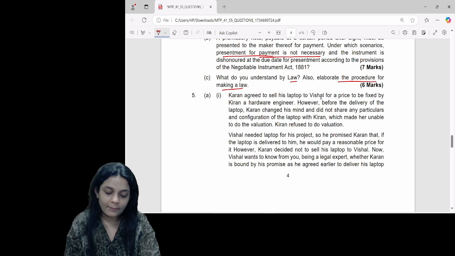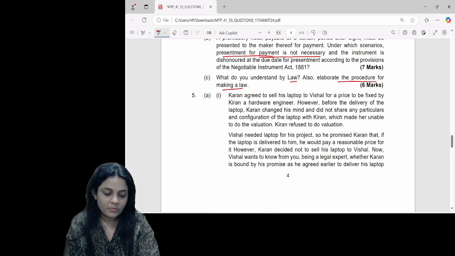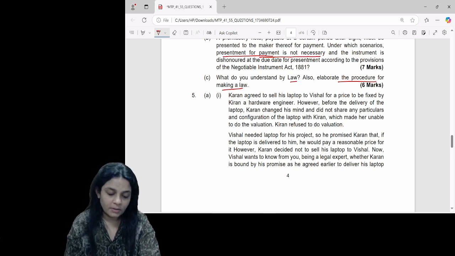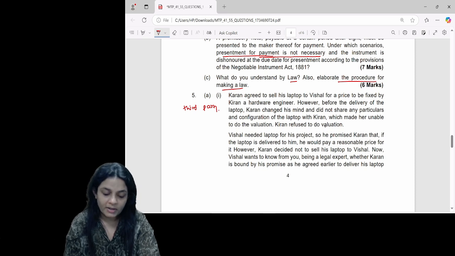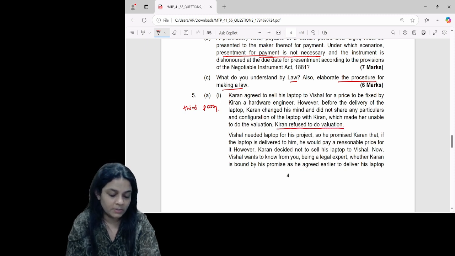Karan agreed to sell his laptop to Vishal for a price to be fixed by Kiran, a hardware engineer. So basically, a third party is fixing the price. However, before the delivery of the laptop, Karan changed his mind and did not share any particulars and configuration of the laptop with Kiran, which made her unable to do the valuation. Kiran refused to do the valuation. If the third party refuses to do the valuation, the contract is void.